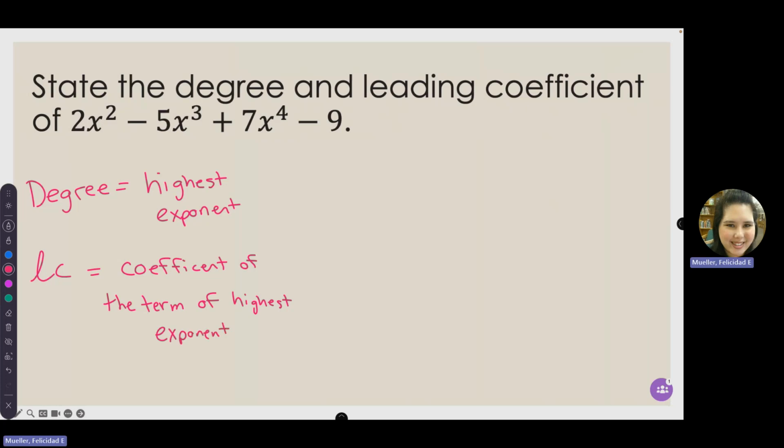If this was in standard form, which has descending exponents, that's the reason the leading coefficient is the leading coefficient, because that's in standard form. However, in this case, I'm just going to look at my exponents. We have 2, 3, 4, and none. The highest exponent is 4, so this is what I'm going to base it on. So my degree is 4, and my leading coefficient is 7, because that's the coefficient. And it's a positive 7, because this is a plus sign right here. So that's just basic terminology that we should make sure that we are recalling.